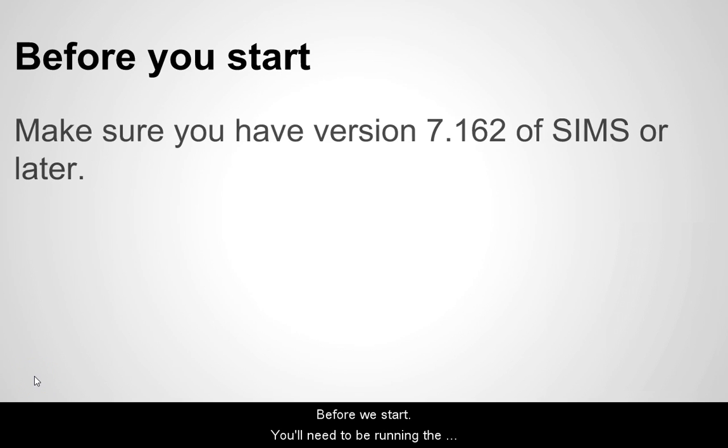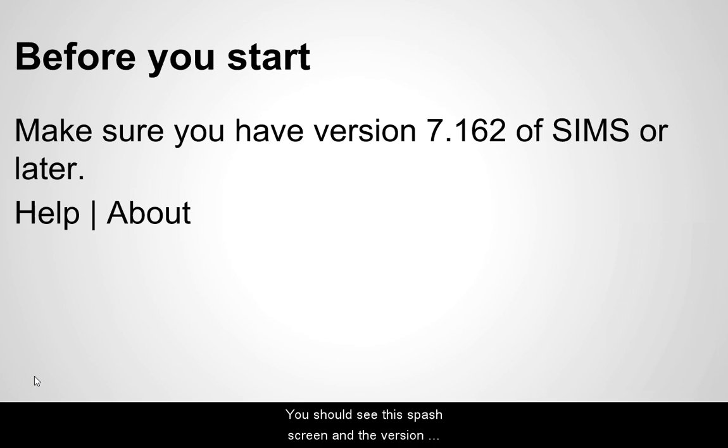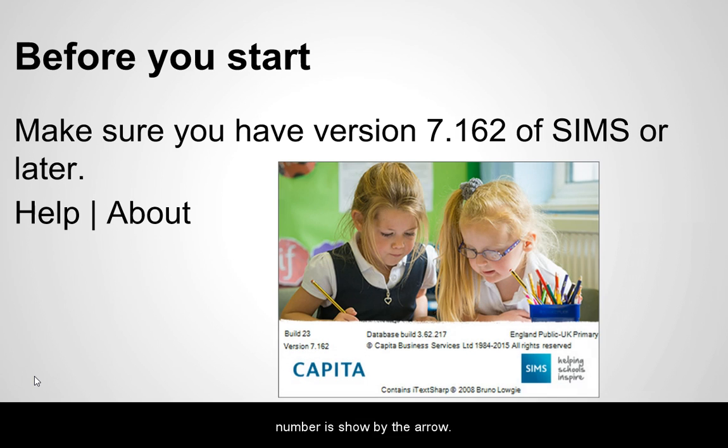Before we start, we'll need to be running the latest Spring 2015 version of SIMS. This version is also known as version 7.162. You can check this by clicking Help and About from the SIMS menu system. You should see this splash screen and the version number is shown by the arrow.